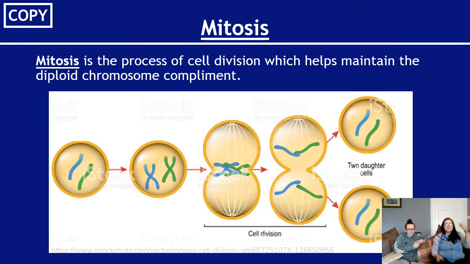Okay, so mitosis. Let's have a look at this process then. It's the process of cell division which helps maintain the diploid chromosome complement. The idea is it's shown in the diagram in the front there a little bit.